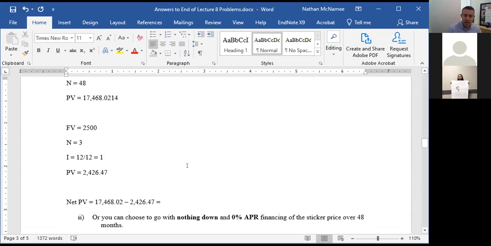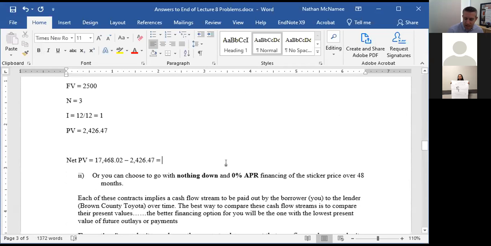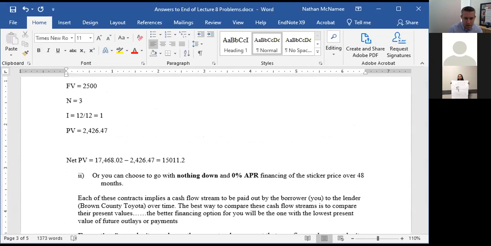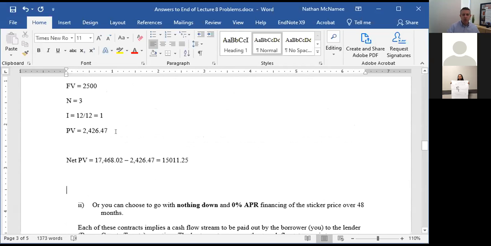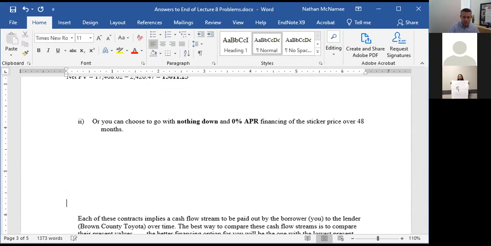Okay, so these are complicated. These are the most complicated problems. They're difficult. So don't feel badly if it doesn't come as easy to you. 0.26. Actually, is it 2.5? Anyways, okay. So that was number 1. So we're going to compare this $15,011 to option number 2. Okay, option number 2, you can choose to go with nothing down and 0% APR financing of the sticker price over 48 months.